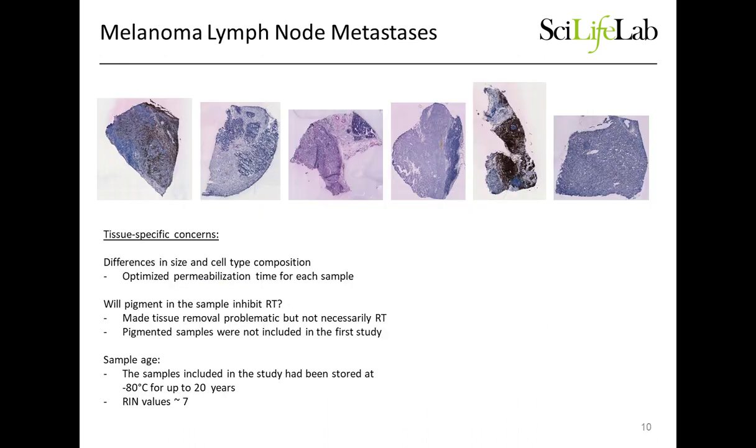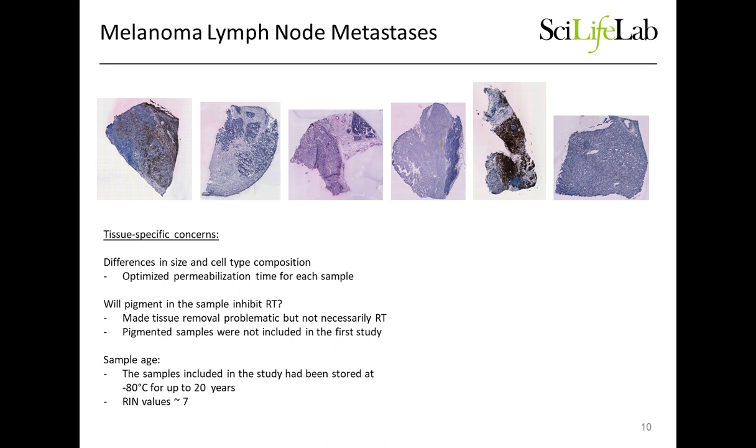I thought I'd mention some of the issues Hanna and I encountered when starting with melanoma lymph node metastasis. The very first thing we noticed was that the biopsies looked very different in size and cell type composition, as you might be able to see from the images. Because of this, we ended up optimizing the permeabilization time for each biopsy, although you would normally only have to optimize once for each tissue type.